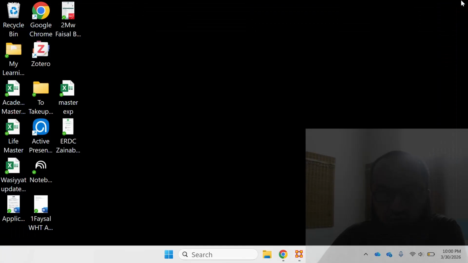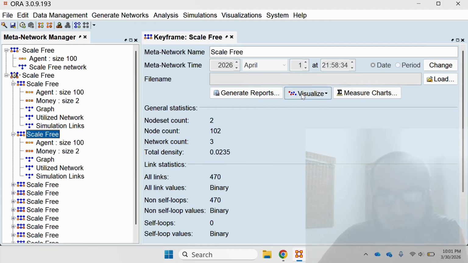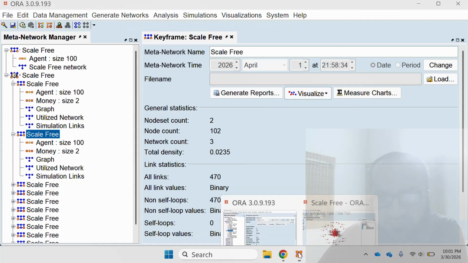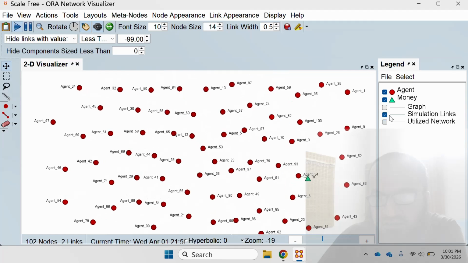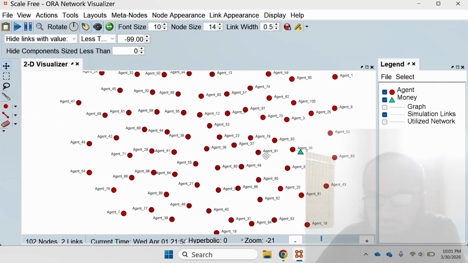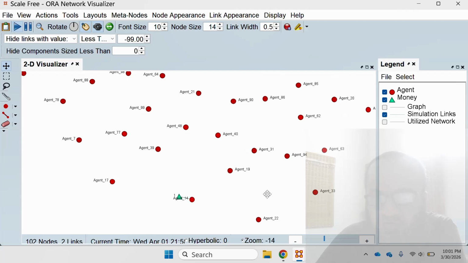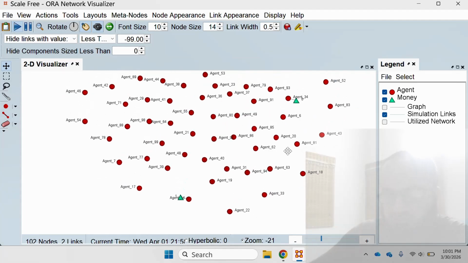But if you close it and visualize the second one, which is on 1st April, what happens on 1st April? If we keep the simulated links, now the money is with agent number 34, and over here the money is with agent number 14. So money has changed hands after one day because the diffusion takes place.